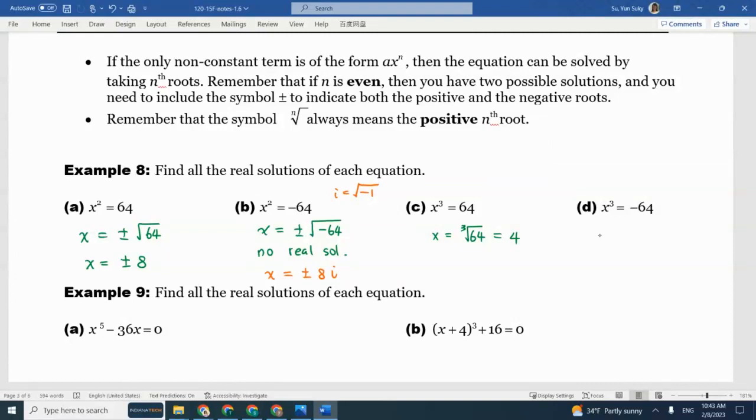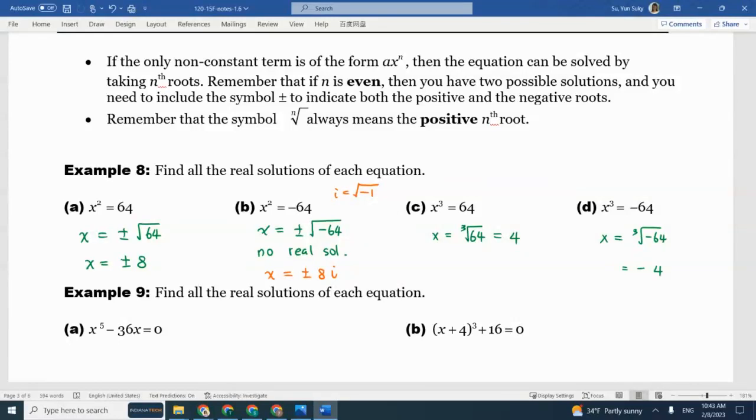So 64 is 4 cubed. Okay. How about here? Negative 4. Exactly. So cube root of negative 64. Cube root, it's okay that the thing inside the cube root is negative. Then we just get negative. And then cube root of 64 is 4. So that's how we treat the even roots and the odd roots.